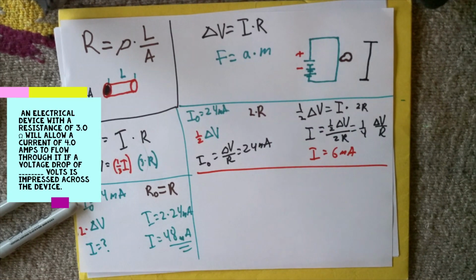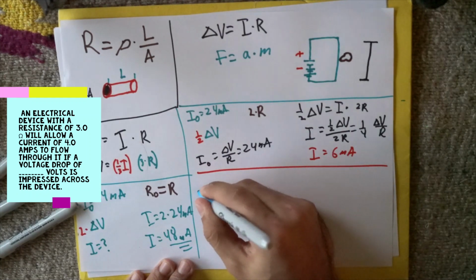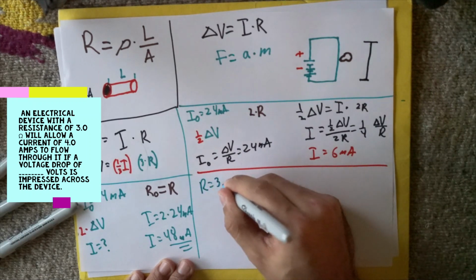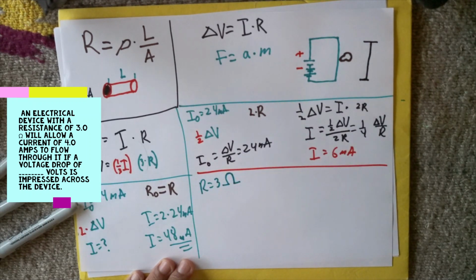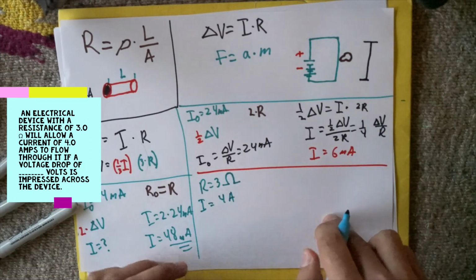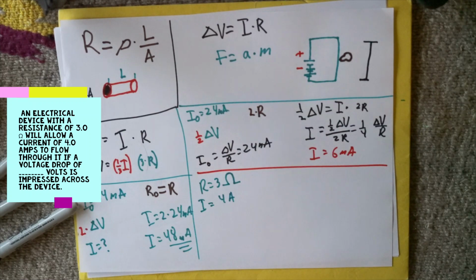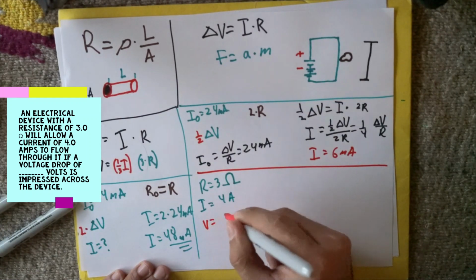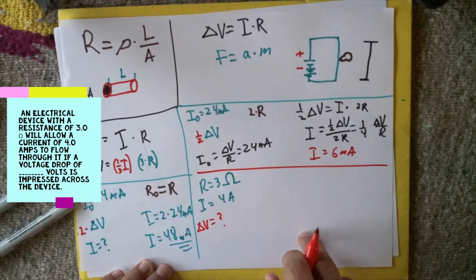Now I like this question right here because it helps explain a few things. I will write it again. It says an electric device with the resistance of 3 ohms, so let us write this: resistance 3 ohms, will allow a current of 4 amps to flow through it if a voltage drop of blank volts is impressed across the device. So this is what I'm trying to find, the voltage drop. Now this is important terminology.